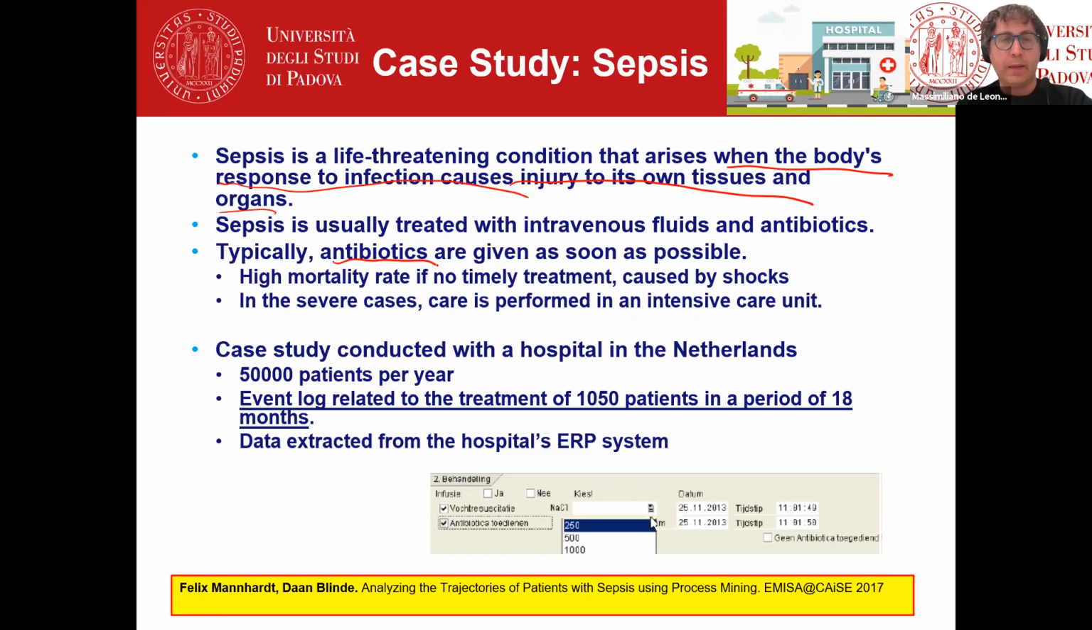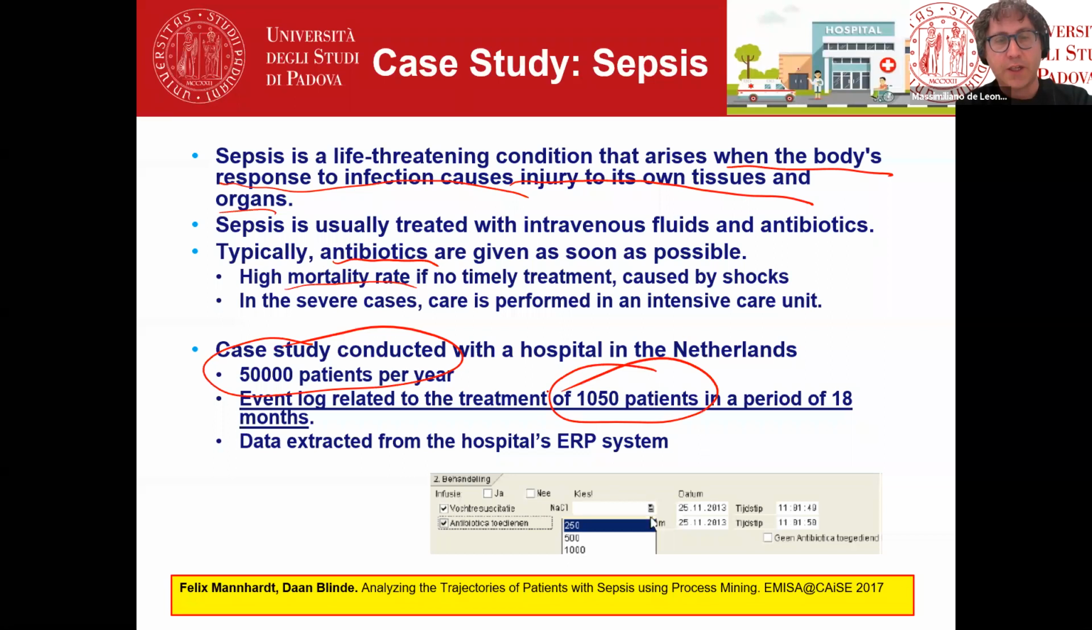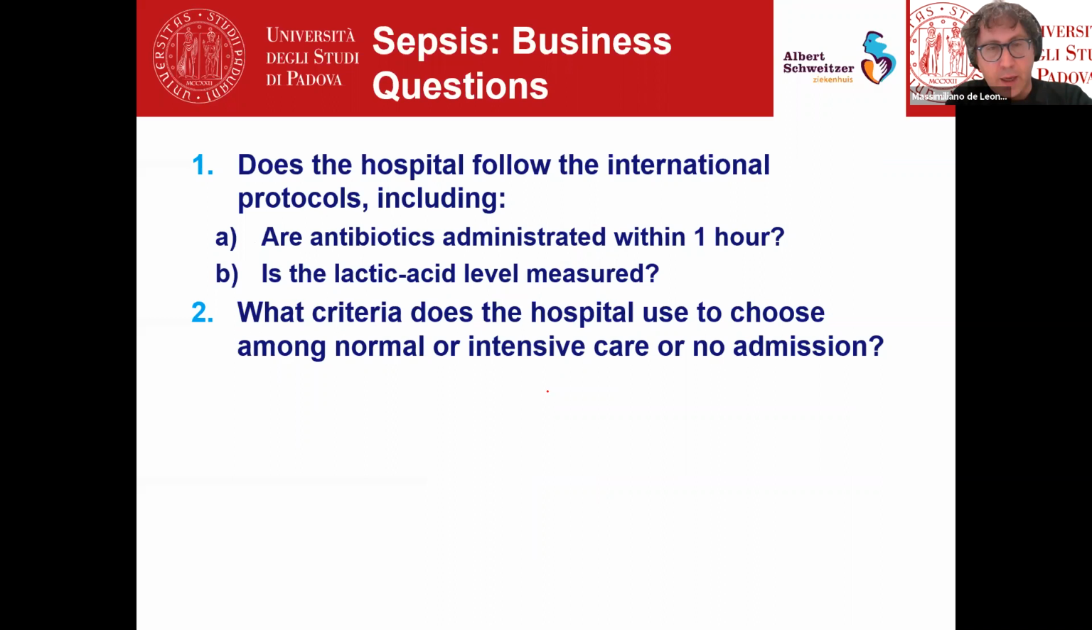So Felix conducted a case study in a hospital in the Netherlands that deals with 5,000 patients a year. So it's quite a large hospital. And 1,500 patients in a period of 18 months were dealing with sepsis. Fortunately, that is not such a common case. And the hospital uses an ERP system, so we could extract event logs on how sepsis patients were treated within the hospital. Of course, process mining is driven by questions.